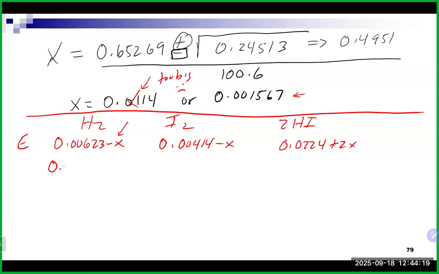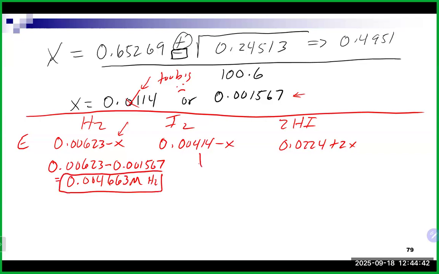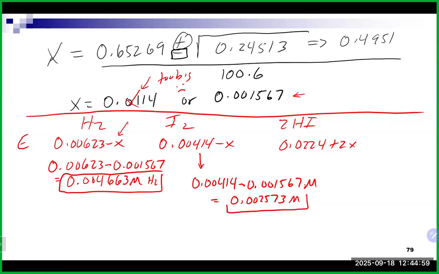So going here, that would get us 0.00623 minus 0.001567. And that will get us for our H2 0.004, I think it's 663 molar for the H2. Doing the same thing here, 0.00414 minus 0.001567. Gonna get us for our I2 0.002573. Probably could have killed a significant figure there at the end, I imagine.